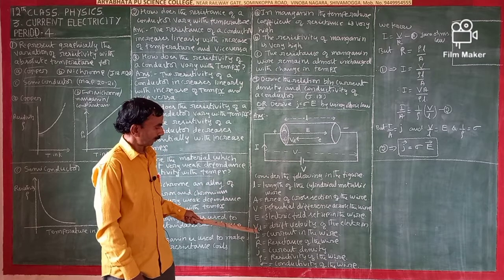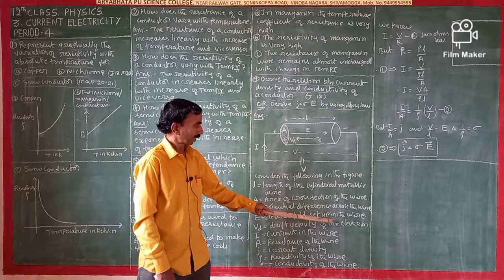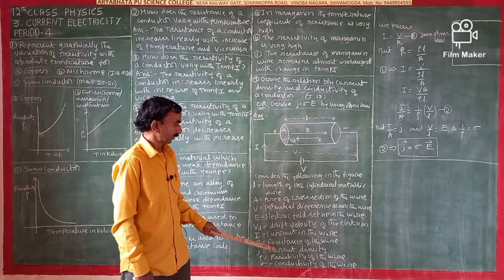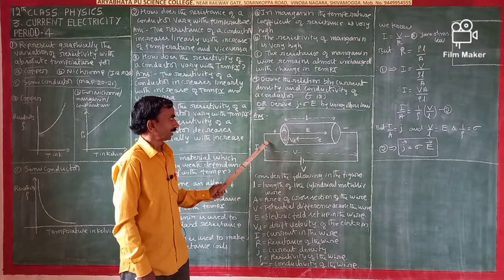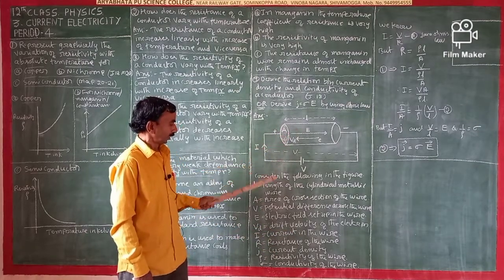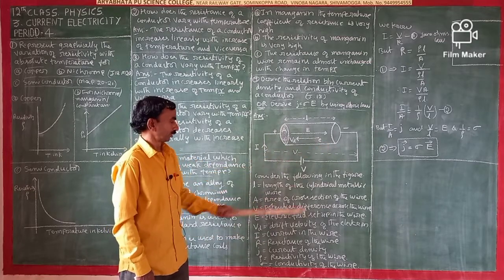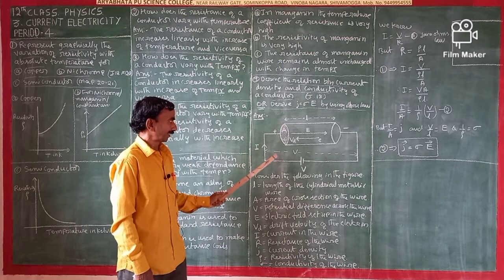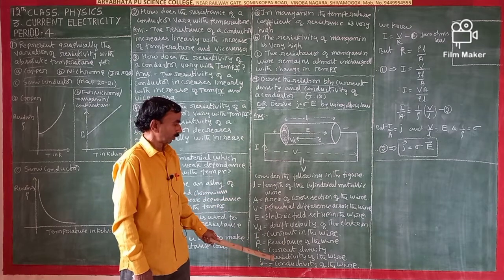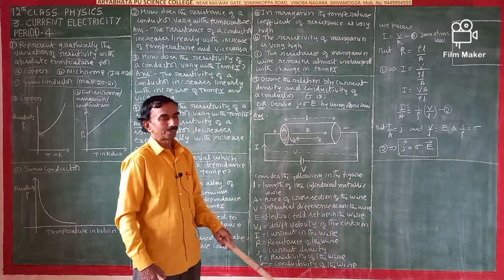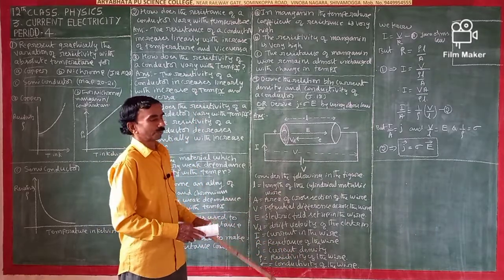Vd is equal to drift velocity of the electron, I is equal to current flowing in the wire, R is equal to resistance of the wire, J is equal to current density, rho is equal to resistivity of the wire, and sigma is equal to conductivity of the wire. These 10 points you have to remember.